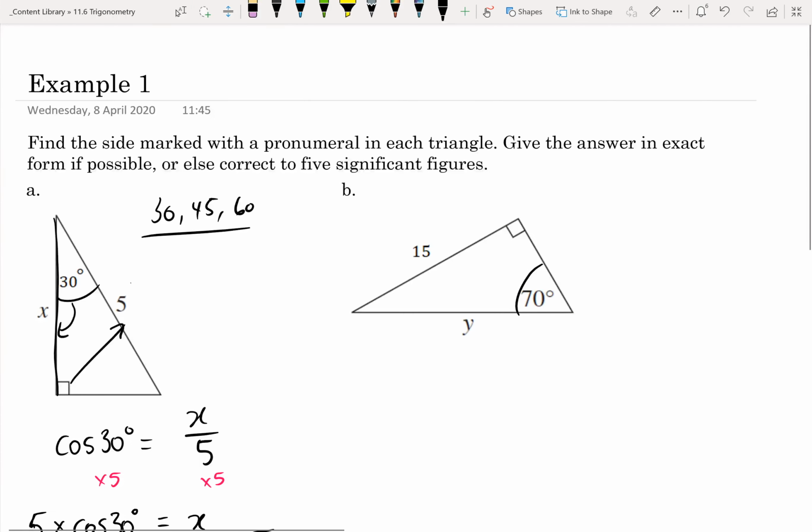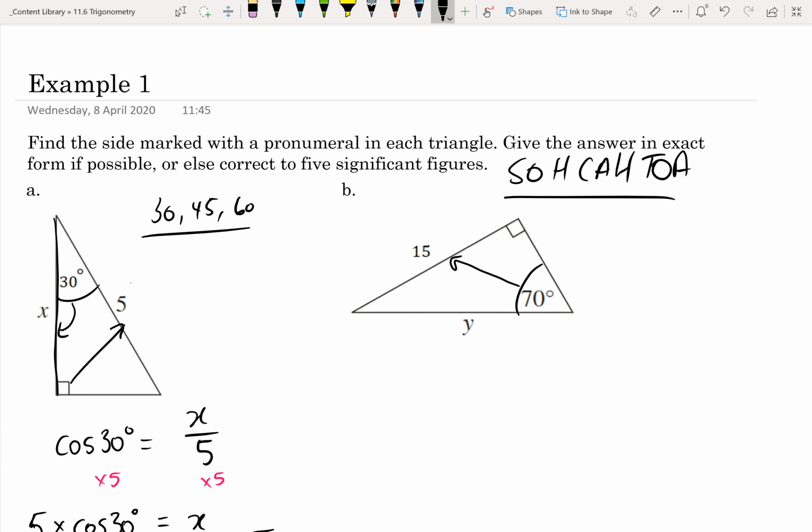So at the top of my page, you should have SOHCAHTOA, just to remind ourselves: opposite hypotenuse, adjacent hypotenuse, opposite adjacent. Remember which ones we're going to use. Using the 70 degrees, I've got an opposite, and I've got a hypotenuse because it's across from the right angle. So opposite and hypotenuse, OH. OH means S. S means sine. So sine of 70 degrees is equal to the opposite, which is 15 over y.